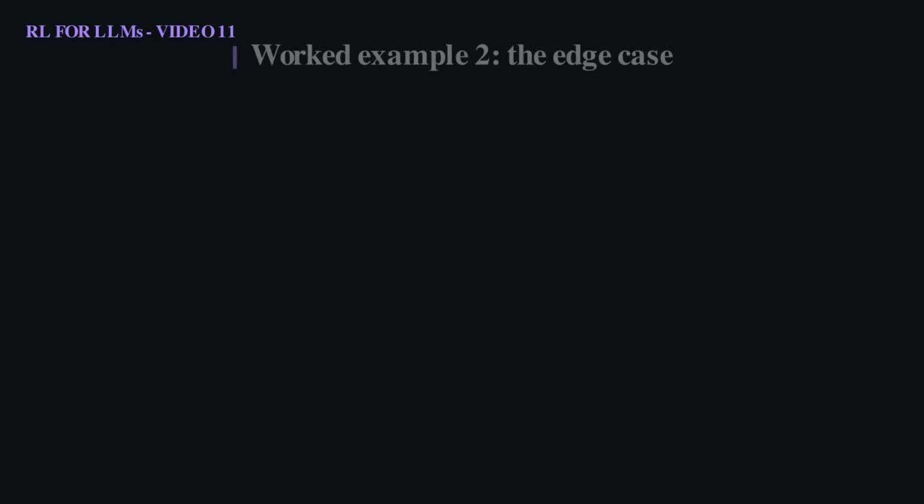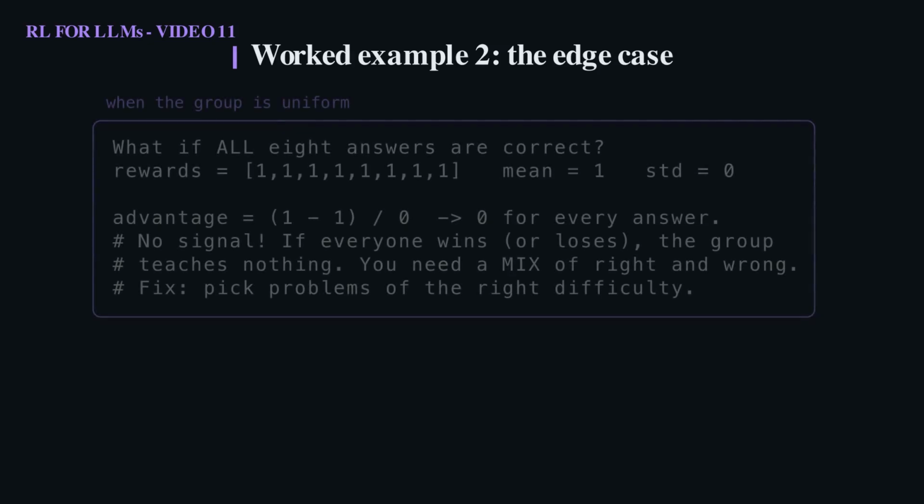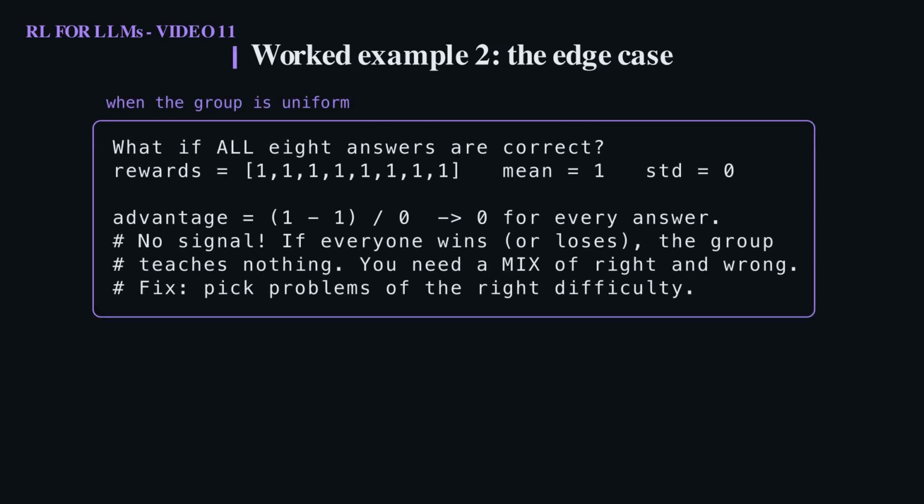Now the edge case that reveals how GRPO really works. What if all 8 answers happen to be correct? Then the mean is 1 and the spread is 0, so every advantage is 0 divided by 0, which we treat as no signal at all. This is profound in practice. If every answer wins or every answer loses, the group teaches the model nothing. GRPO only learns from a mix of right and wrong. So the difficulty of your problems is not a detail, it is central. You want problems right at the edge of the model's ability, where the group naturally splits.